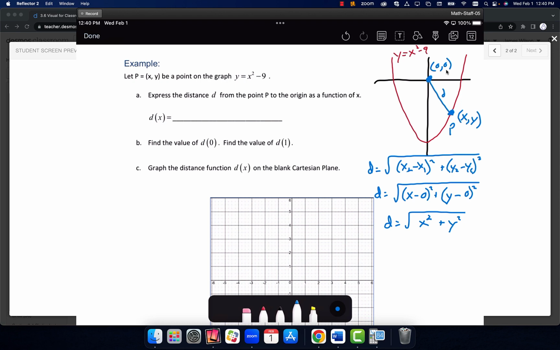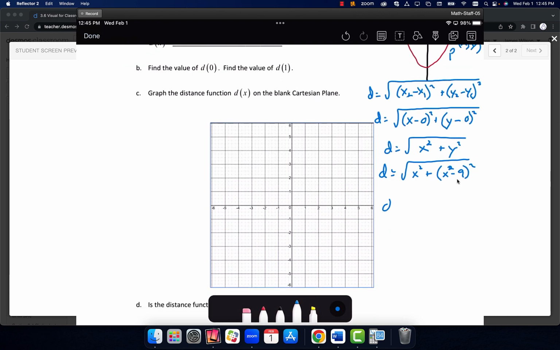So we have a formula for the distance, but it's not as a function of x. We need to rewrite this as a function of x, which means both variables need to be in terms of x. We need to replace this y with another equation in terms of x. Lucky for us, we were given that information at the beginning. We know that y is equal to x squared minus 9. So d equals the square root of x squared plus, we'll replace the y with x squared minus 9. Keep in mind that that is squared.